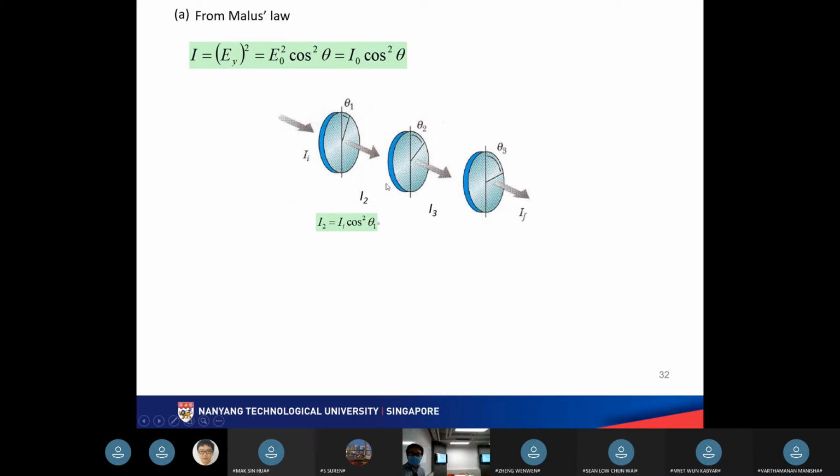Now, for the second polarizing disk, I2 is now the incidence and I3 is the output. Let me ask you the question: what's the relationship between I2 and I3? I3 should equal I2 times how much? Should it be cosine theta 2 squared or something different?